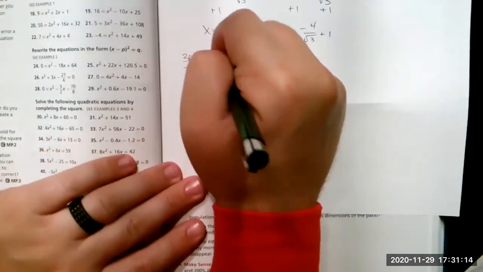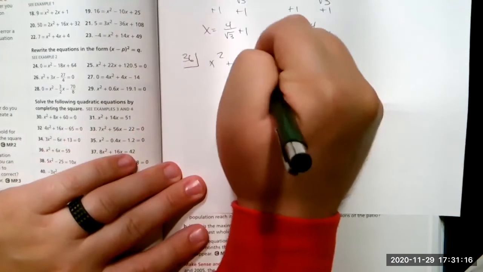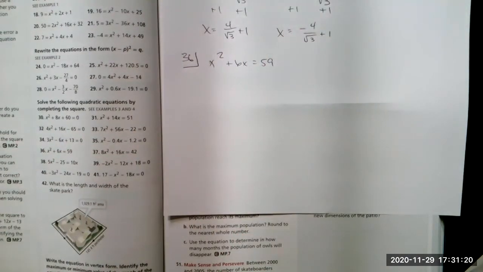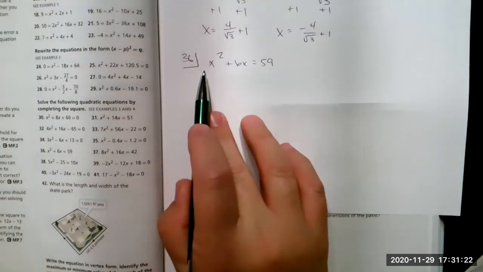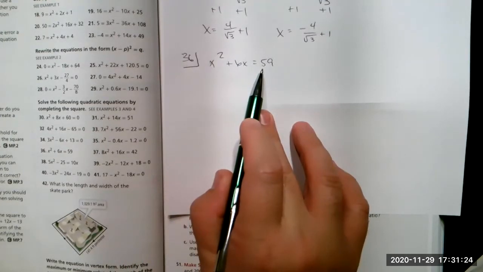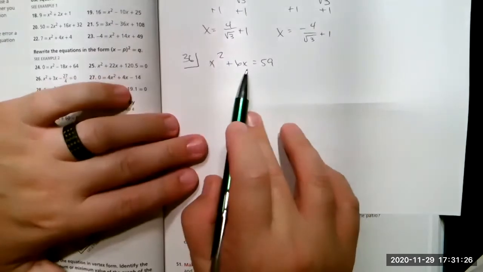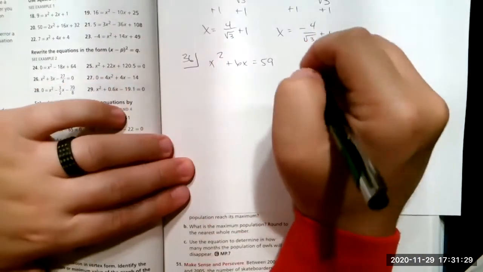x squared plus 6x equals 59. It looks like they already kind of did step 1 for you. It looks like your a value is 1. They went ahead and moved that c value over to the other side. So I can come up with that perfect square number that's going to help me.